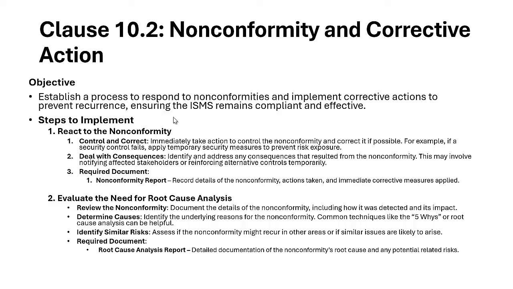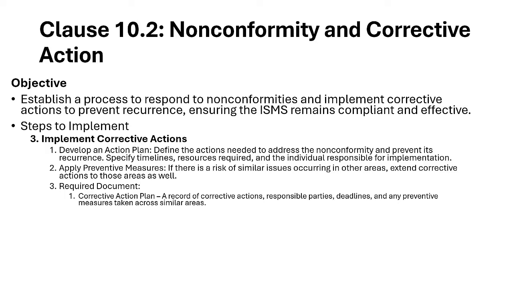So one document we need to maintain is the root cause analysis report. So we need one document called the non-conformity report, and the second is the root cause analysis report. Why is this happening? Make sure it should not be repeated again. That's the most important part. That's the second step.